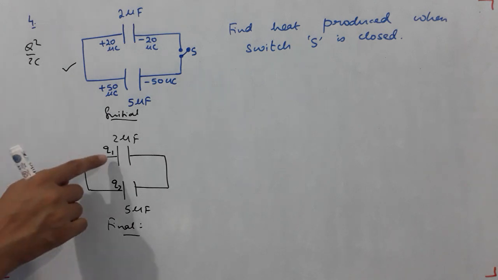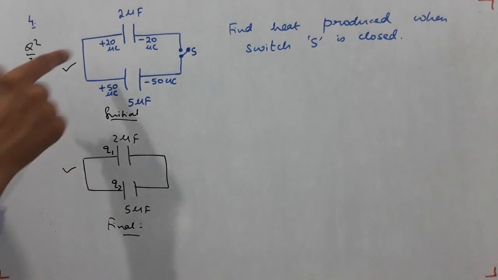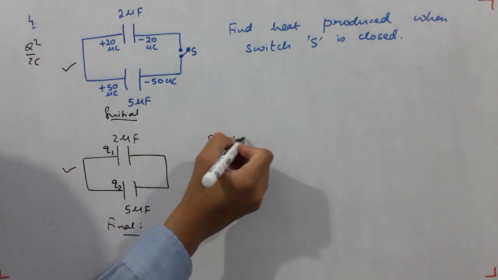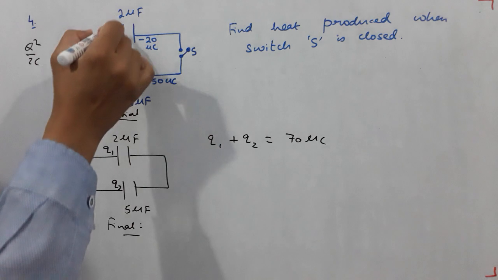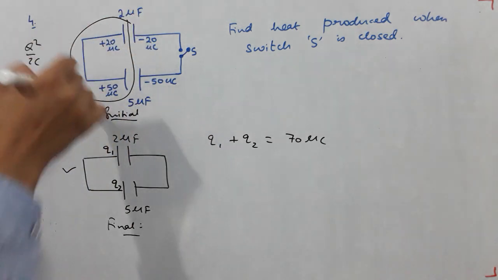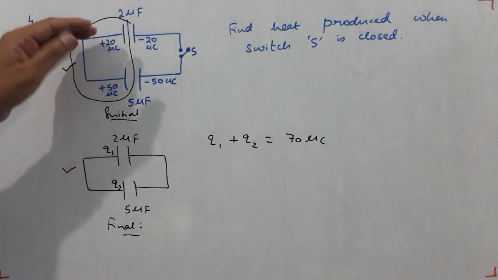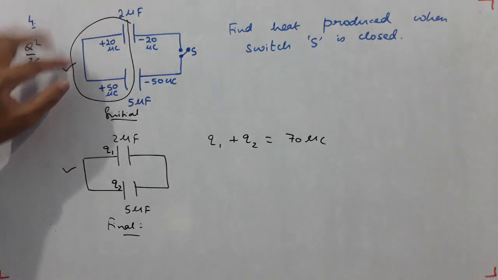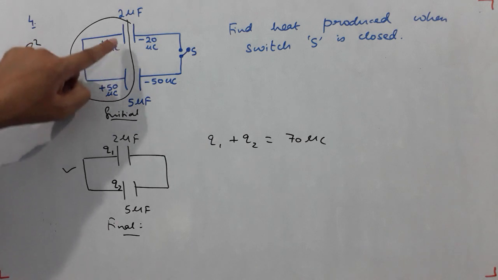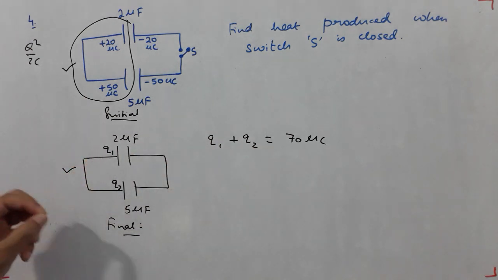But first we have to find the charge on these plates. If Q1 and Q2 are the charges, conservation of charge says Q1 plus Q2 must be 70 microcoulomb. You see these two, that is an isolated system: this plate and this connecting wire. It is not connected to the remaining part of the world. So the total charge on the left plates and this wire must remain the same. So 20 plus 50, 70. Even after redistribution, the sum of Q1 and Q2 should be 70 microcoulomb.